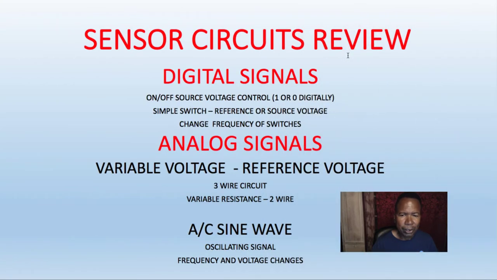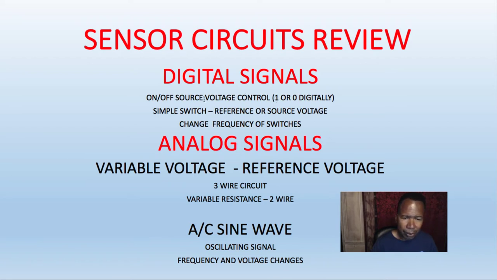A quick review on digital signals. On-off source voltage control, 1s and 0s. That could be like a Hall effect signal. Remember, a digital signal could be a Hall effect. It could be an optical sensor. It could be a micro switch.